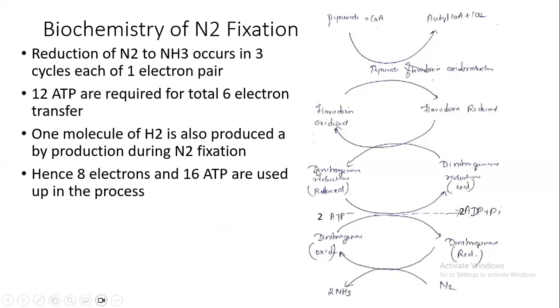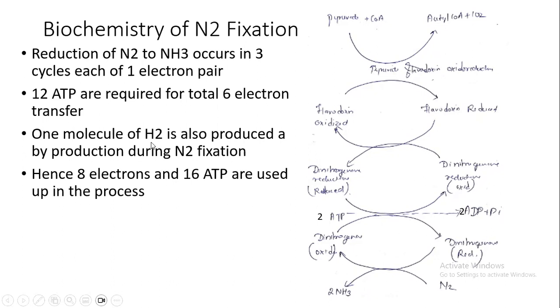So during this reduction process of nitrogen to ammonia, 3 cycles of one electron pair transfer will be required. For each electron transfer, 2 molecules of ATP are required. So overall 12 ATPs are required for a total of 6 electron transfers that is actually required for nitrogen conversion to ammonia. However, during this process, one molecule of hydrogen, which I have not represented here, is also produced as a byproduct of nitrogen fixation process.